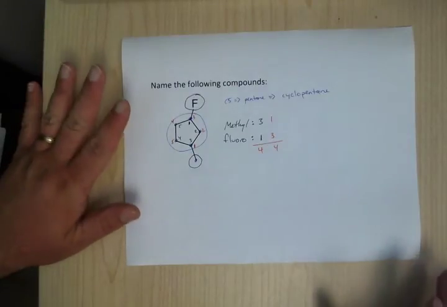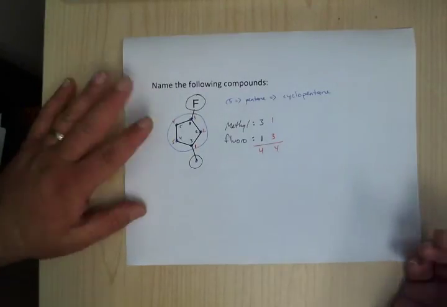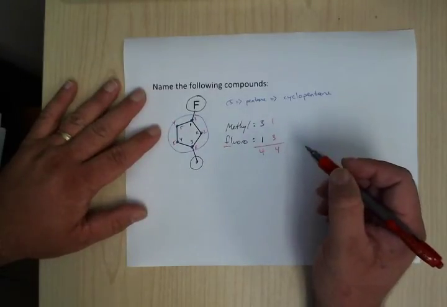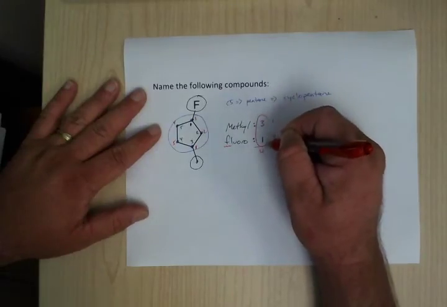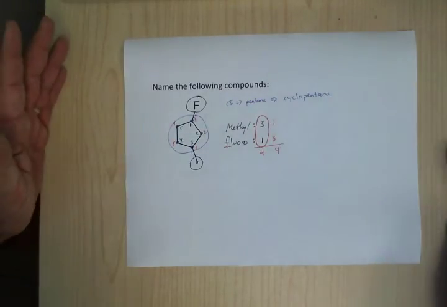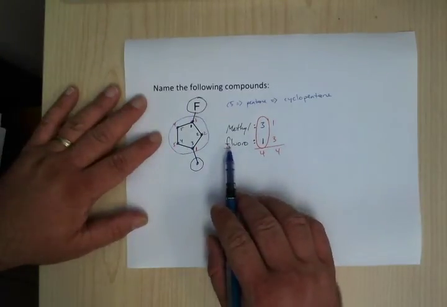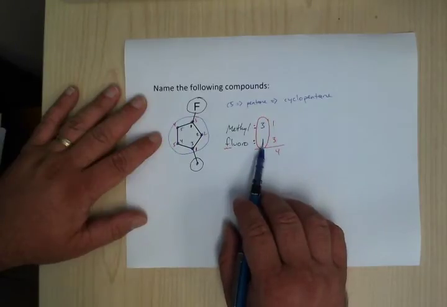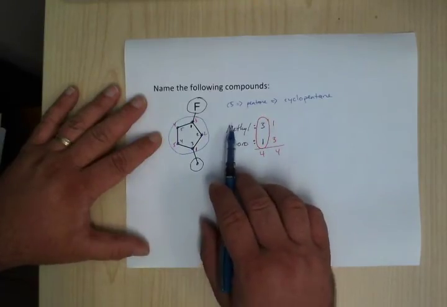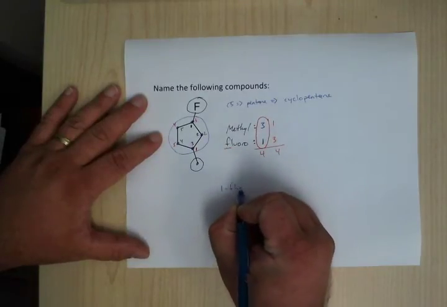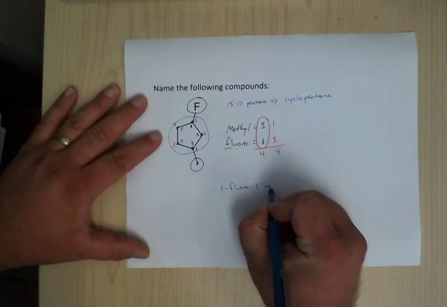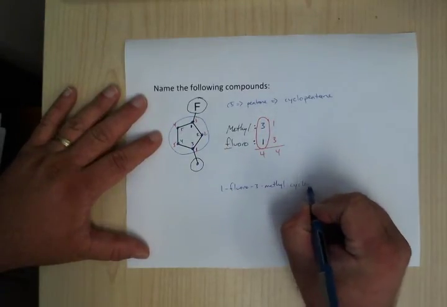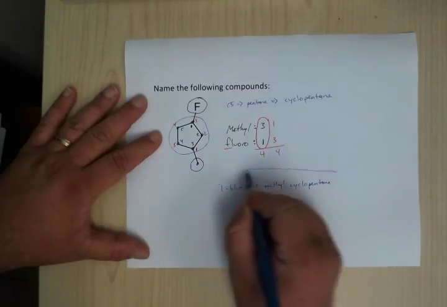So what we're going to do is say the first alphabetically is going to get the lowest number. So that means this number wins. We had to break the tie somehow, and that's what they decided to do. The first alphabetically gets the lowest number, which would be 1 in this case. So fluoro comes before methyl, so it's going to be 1-fluoro, 3-methyl, and then always put the main chain last, so cyclopentane. There you go.